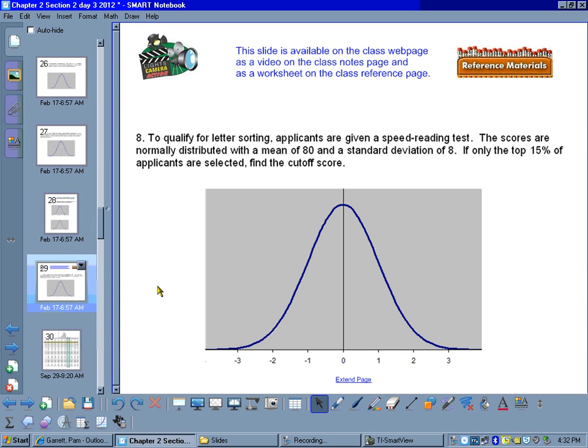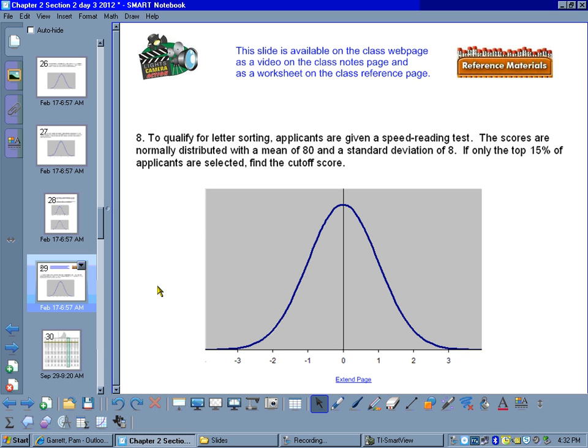This next example is an example of going backwards. Given the mean and the standard deviation, we are trying to find what reading score would be the cutoff for the top 15% of applicants who are applying for a letter sorting job, and they've been given a speed reading test.